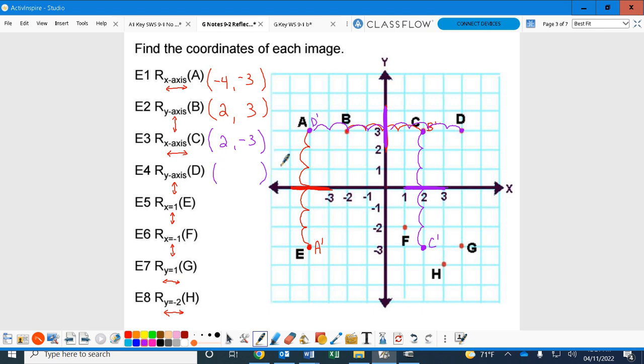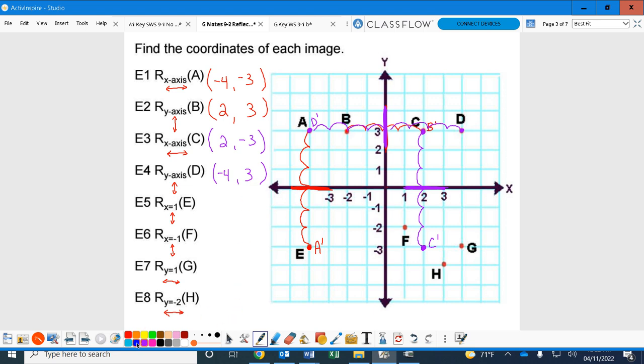And what ordered pair is that? If I start from the origin, I would have to go left and then up. How many left? How many up? Negative 4, positive 3. -4, 3. Good. You can say positive 3. It's the same thing. -4, 3, -4, positive 3. Same thing.